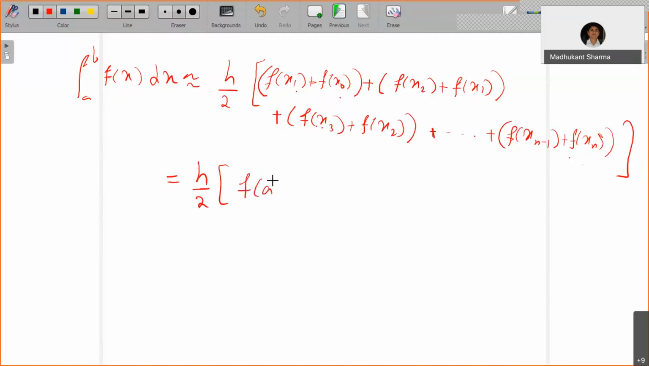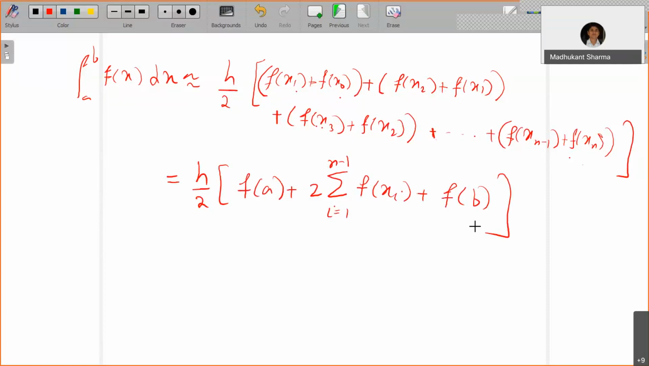f of x naught is f of a, plus 2 times summation i equals 1 to n minus 1 of f of xi, plus f at b. And now you can replace xi by a plus ih as well.